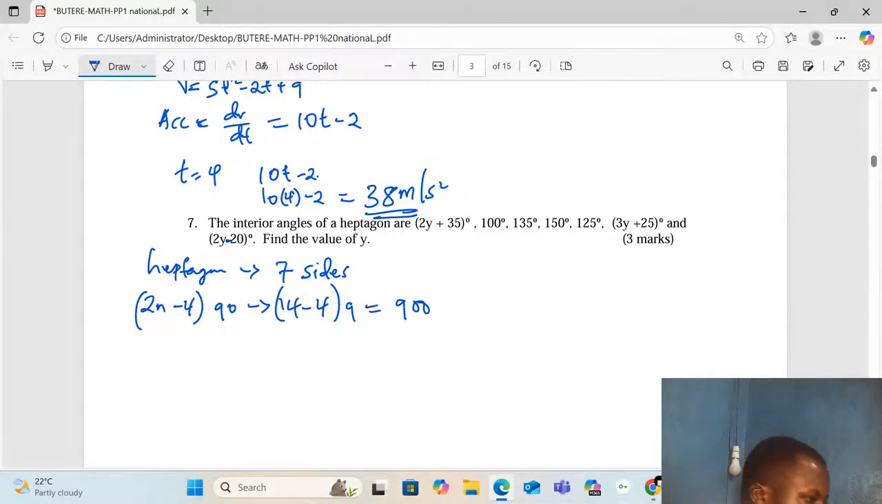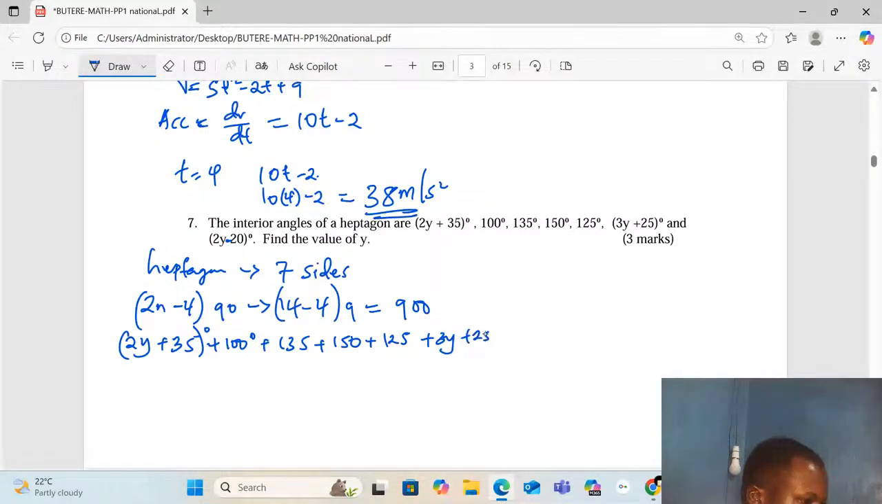So we have 2y plus 35 degrees plus 100 degrees plus 135 plus 150 plus 125, then plus 3y plus 25, and then plus 2y minus 20, which should give us 900.